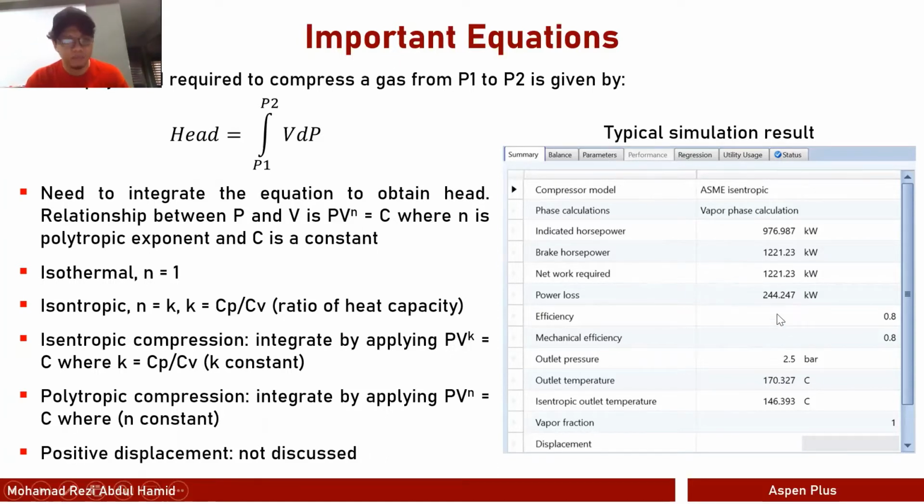If you see this equation, when a gas goes into the compressor and we want to compress it from pressure 1 to pressure 2, Aspen Plus would calculate the head required to compress the gas from one pressure to a higher pressure, indicated here by P1 and P2. So basically, they just need to integrate VdP from P1 to P2.